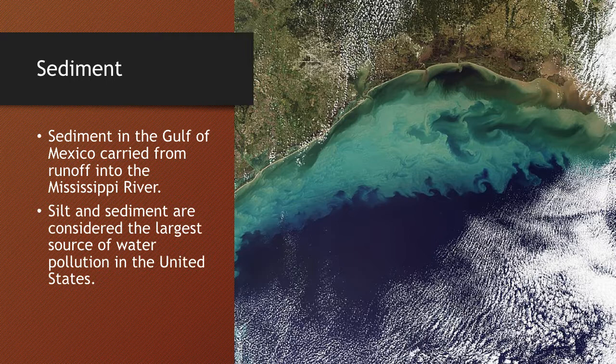Sediments smother gravel beds in which insects take refuge and fish lay their eggs, and sunlight is blocked so that plants cannot carry out photosynthesis and oxygen levels decline. Murky, cloudy water also is less attractive for swimming, boating, fishing, and other recreational uses. Sediment washed into the ocean clogs estuaries and coral reefs. In this photograph, we see sediment in the Gulf of Mexico that is carried by the Mississippi River.